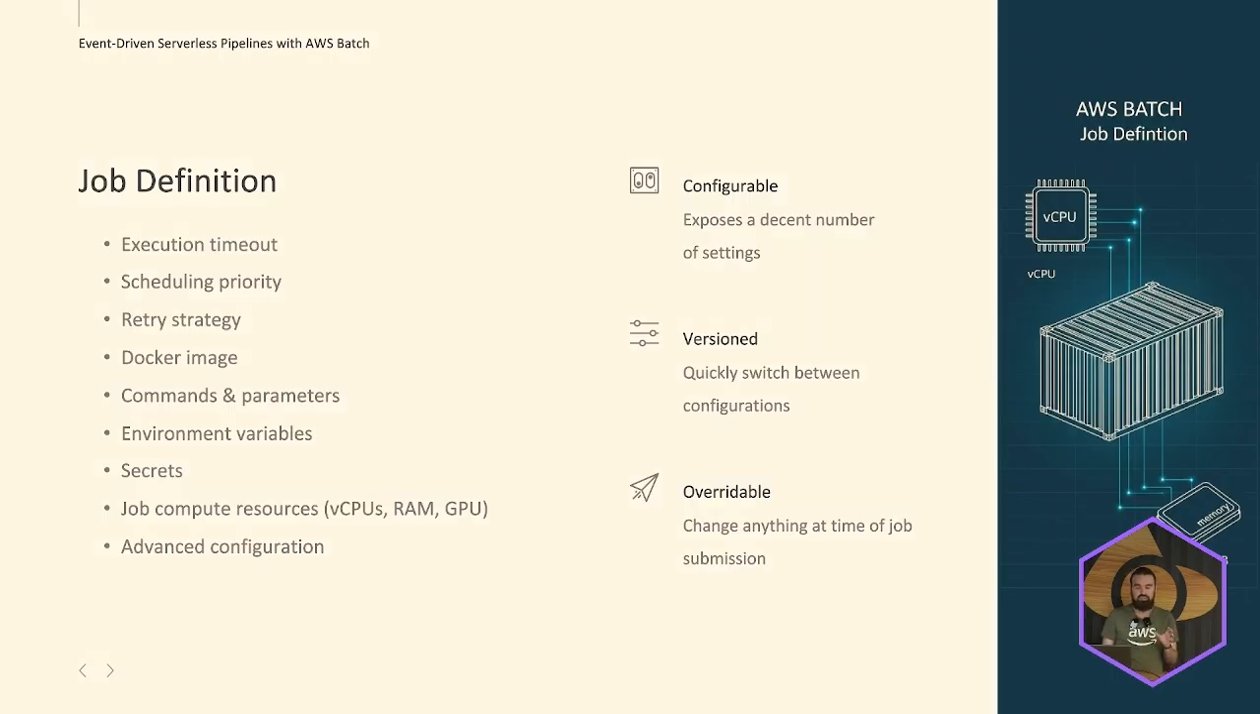So as you can see, the job definition is very configurable. You can chop and change as you want. The other cool thing is, as developers, we like things to be versioned, and it's quite cool that you can do this with a job definition as well. So if you make changes, you can always roll back to a previous version. It gets stored in AWS.